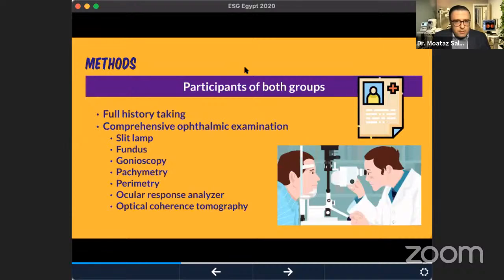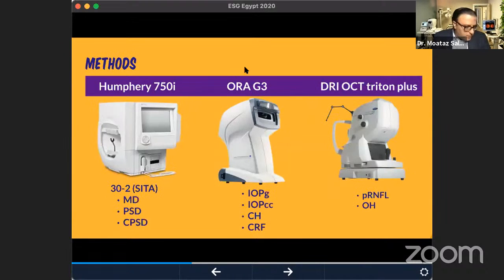All patients underwent full history taking and comprehensive ophthalmic examination. Visual field sensitivity was tested using the Humphrey field analyzer. Ocular response analyzer G3 was used to measure Goldmann intraocular pressure, corneal compensated intraocular pressure, corneal hysteresis, and corneal resistance factor. A spectral domain OCT was used to assess the peripapillary retinal nerve fiber layer and optic nerve head analysis.